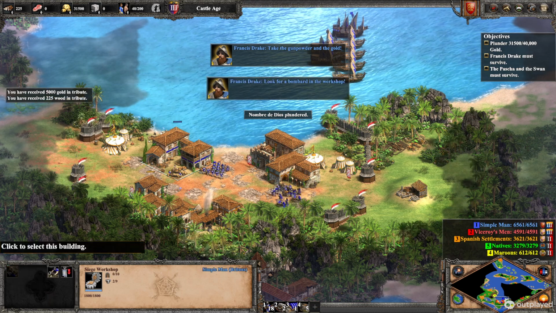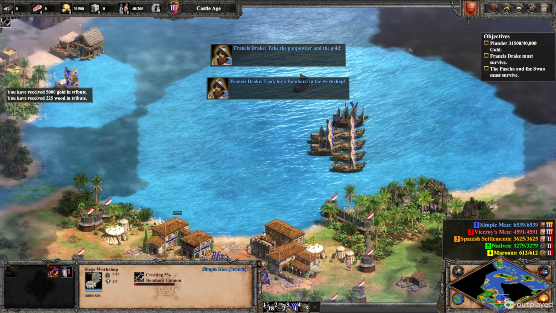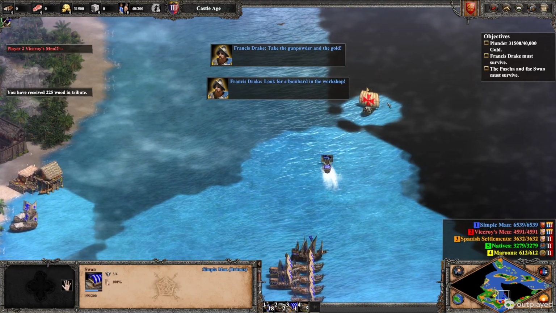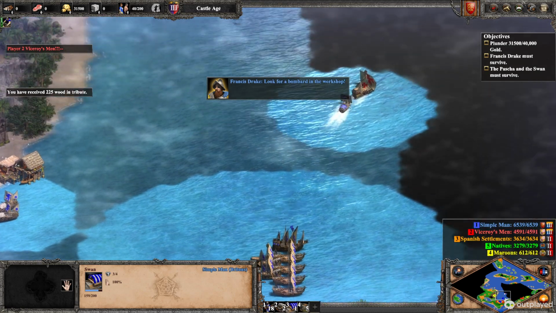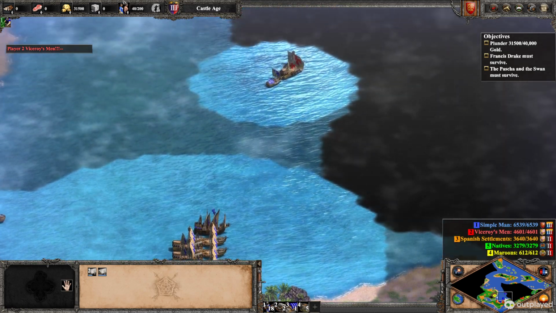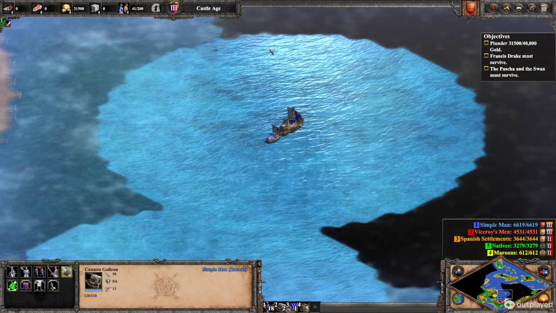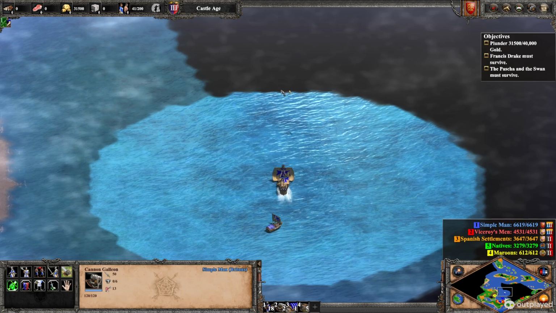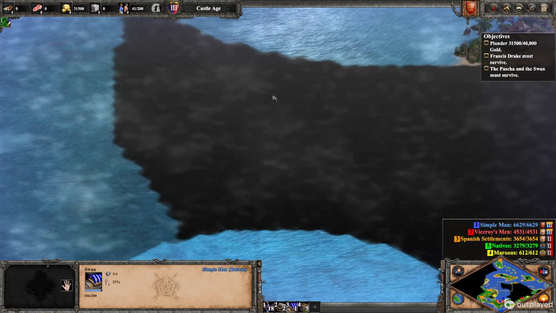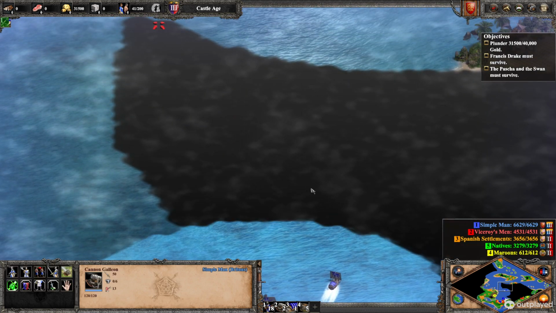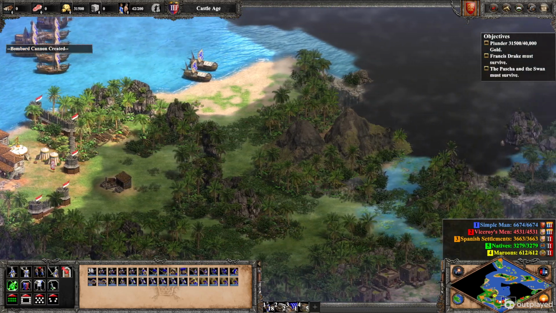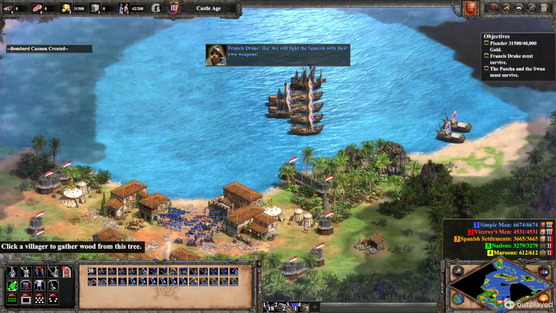Look for a bombard in the workshop. Ha! We will fight the Spanish with our own weapons!